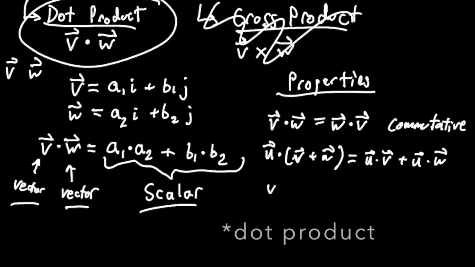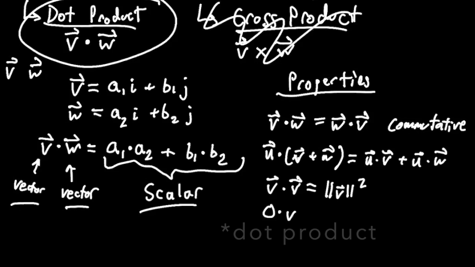A few others, if you take a vector and take the dot product with itself, you end up with the magnitude squared. And the dot product between any vector and 0 is 0 because the i and the j components are both 0. So some of these might seem kind of obvious.